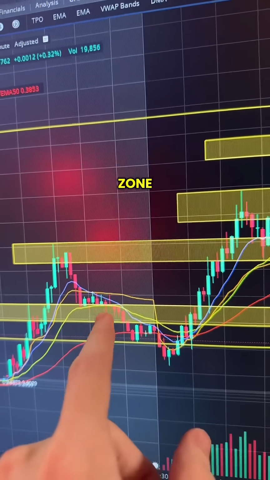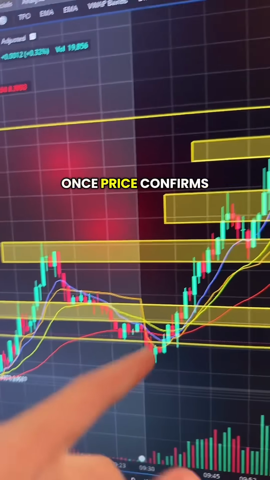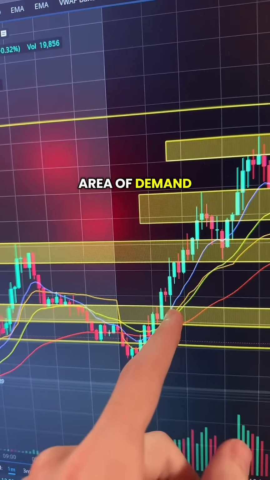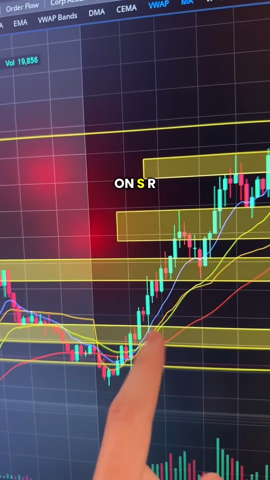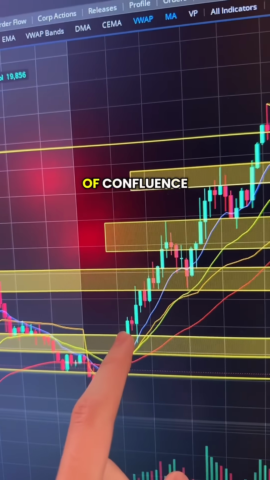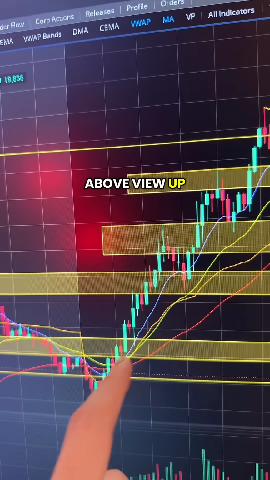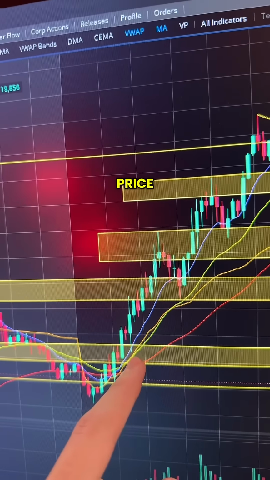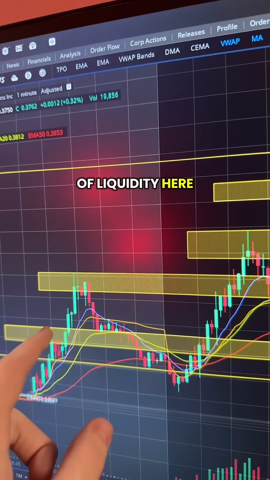And this is where my entries come from. So when price is beneath this zone, it becomes an area of supply. Once price confirms back above, it becomes an area of demand. So in the case of my first entry here on SRXH, right here we had multiple pieces of confluence. Price was tight above VWAP and the moving averages, so we had clear support beneath price. And we had this past area of liquidity here to define our entry.